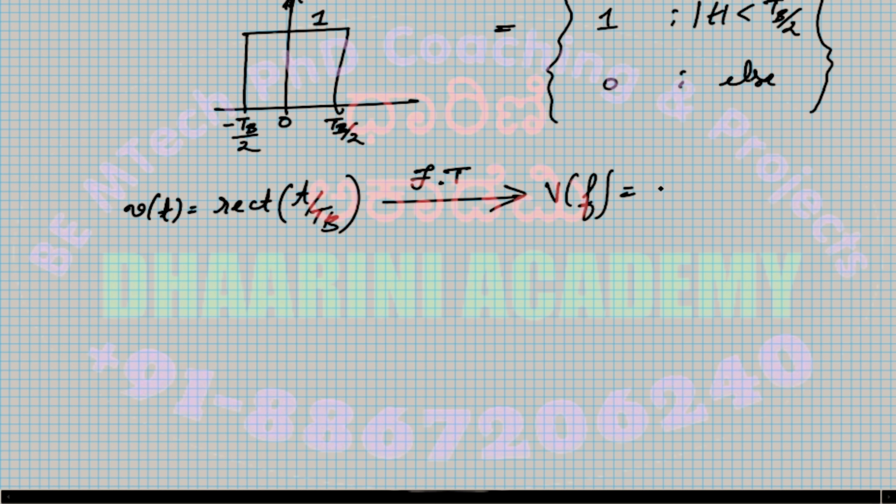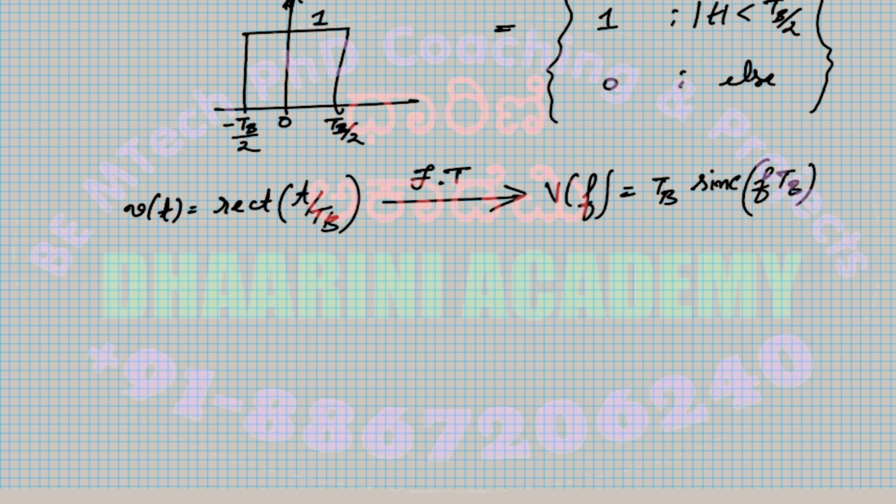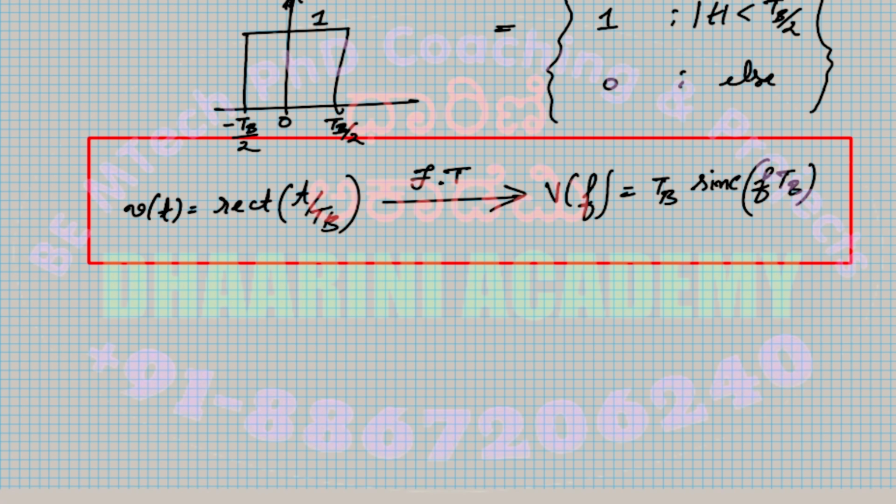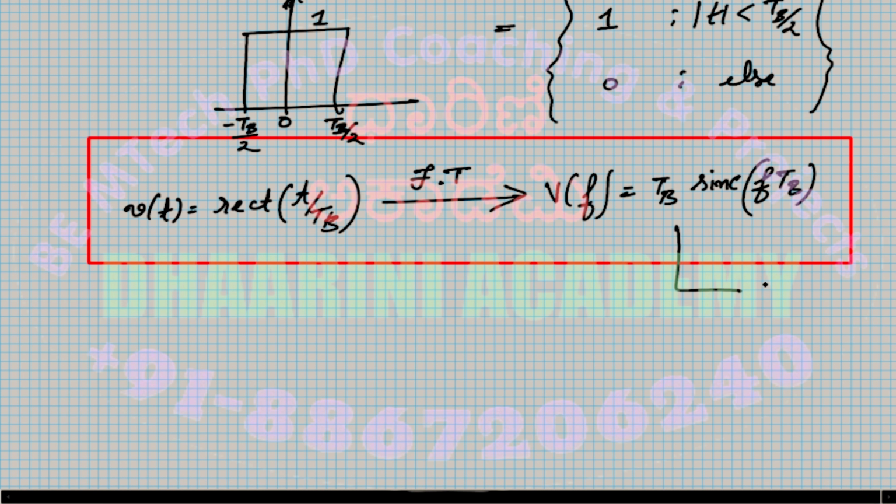The rect function has Fourier transform tb into a sinc function. Sinc is a standard function. Do you remember how it looks? Sine theta by theta is a sinc function. So that is sinc of f into tb in the frequency domain. Very standard. Just remember this. I'll highlight this to indicate that it is important. Now we are going to use this. We have so many equations to remember now. Let me denote this also by a number; I think this is the fifth one.